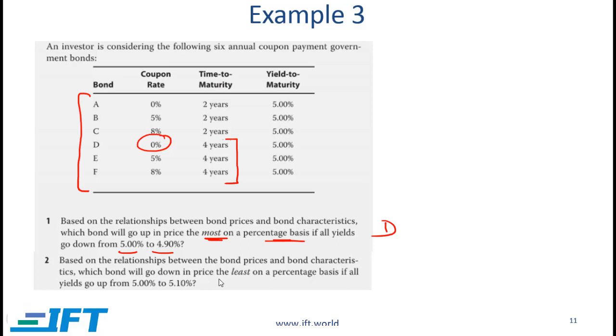Which bond will go down in price the least on a percentage basis if the yield goes up? The least impact would be on a bond which has a low time to maturity and a high coupon rate. So here the answer is C.